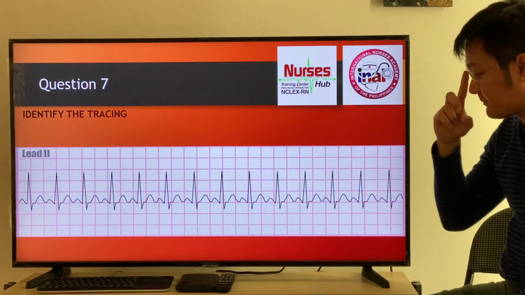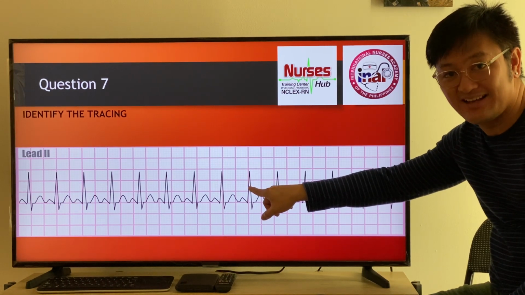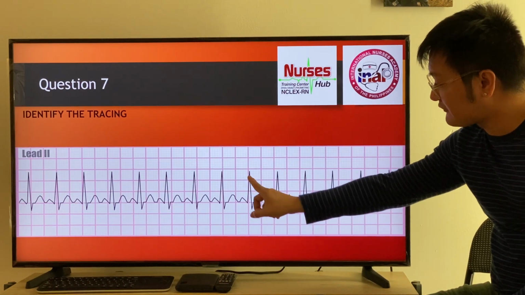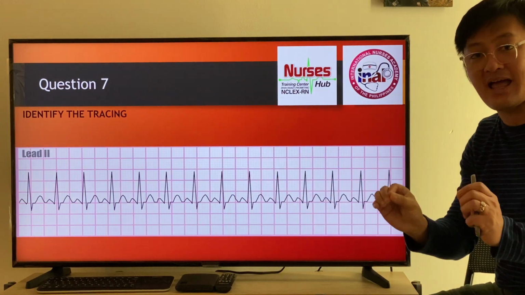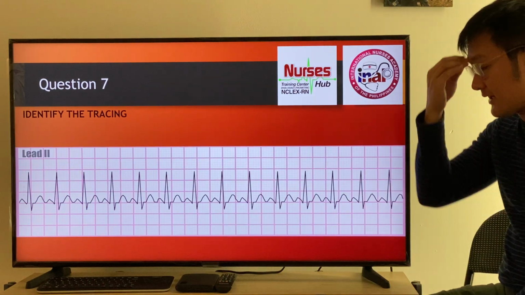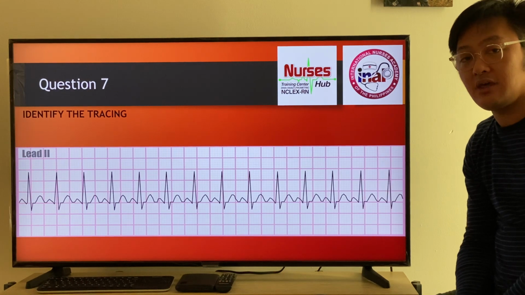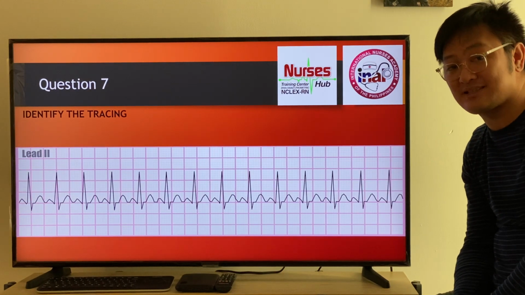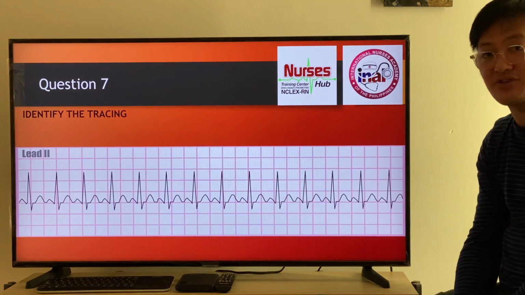What is the heart rate of your patient? 100 to 150 beats per minute, okay? If this R wave falls directly here in this dark line, then the heart rate is exactly 150 beats per minute, okay? We know for a fact that the normal heart rate ranges from 60 to 100. If your heart rate is more than 100, that's tachycardia, right? But remember, the question here is identify the tracing.